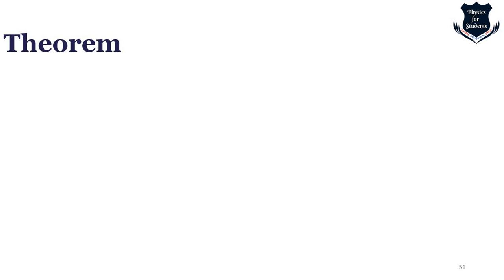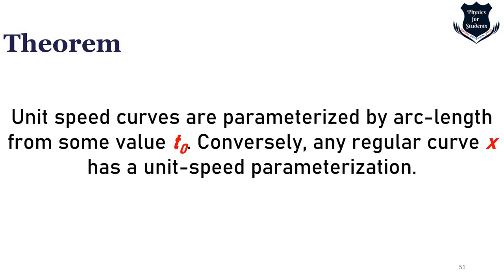Now here I would just like to take a pause. It leads to a theorem right now, but we are not going to explain the theorem, just have an idea. Unit speed curves are parameterized by arc length from some value t0. Conversely, any regular curve has a unit speed parameterization. This is a theorem. We can go ahead and prove that, but it's out of the scope of the video. We have other topics to cover. So this is just a theorem.